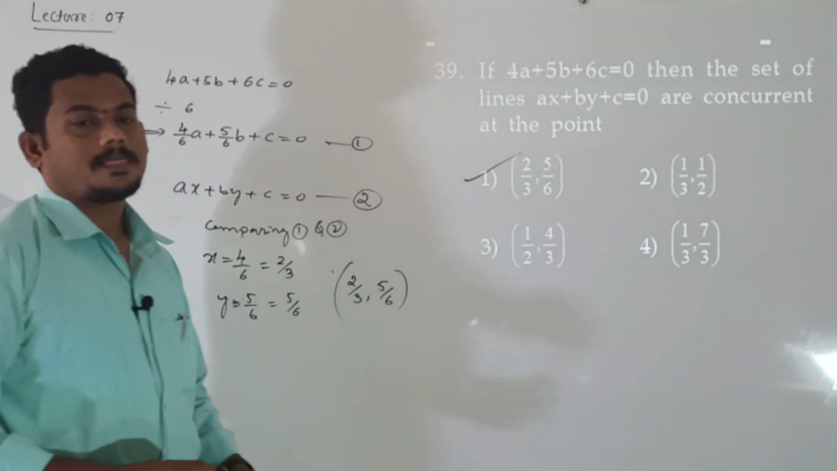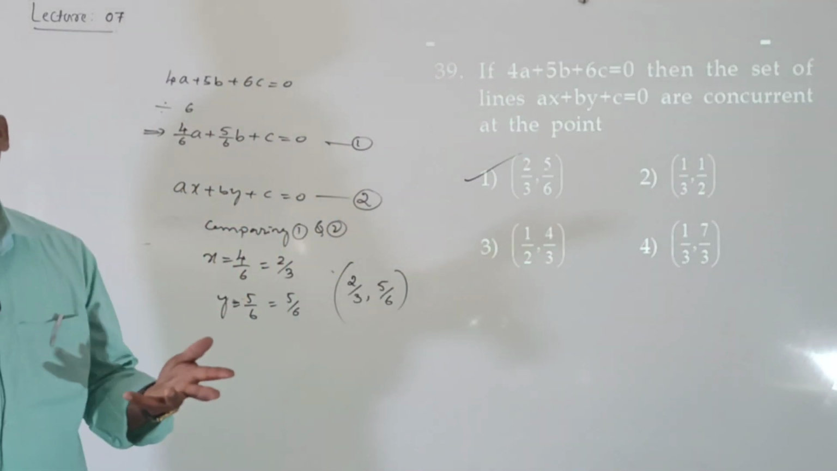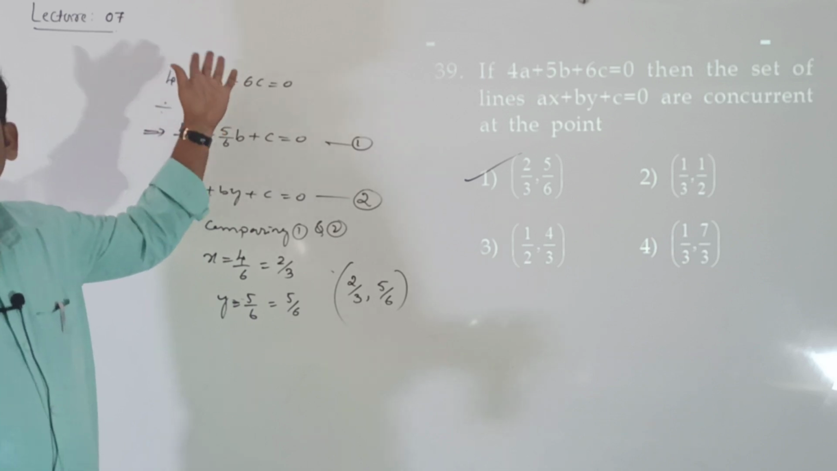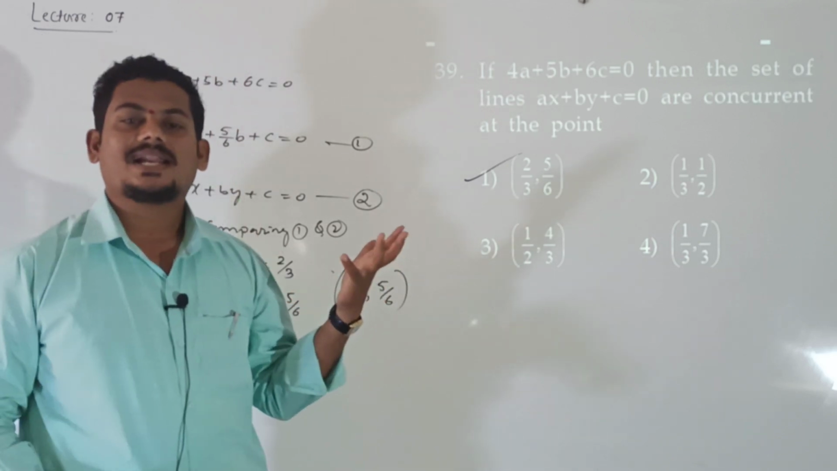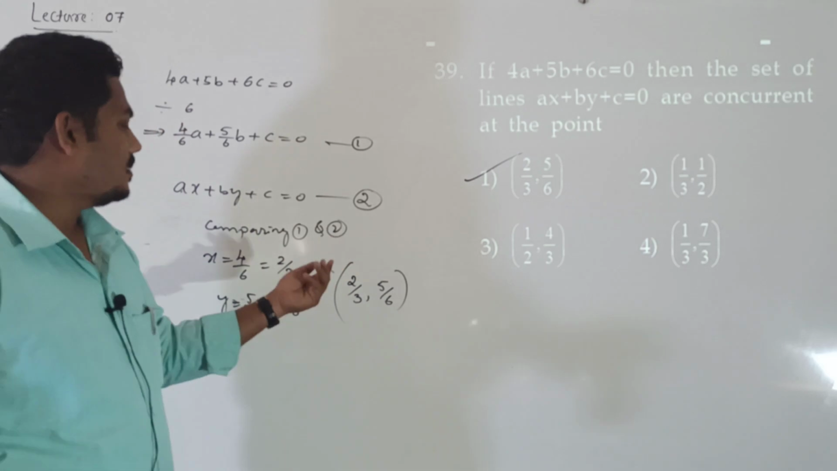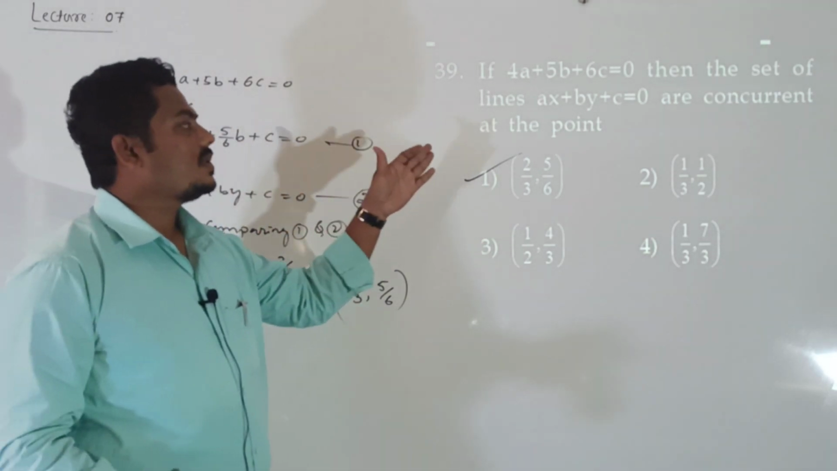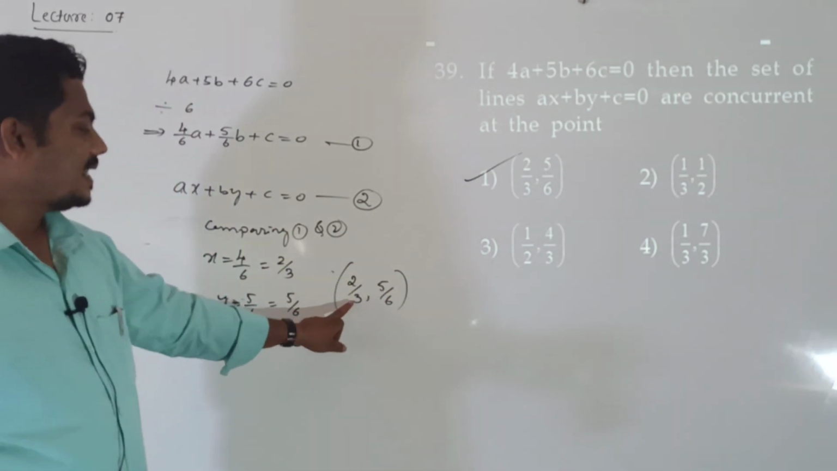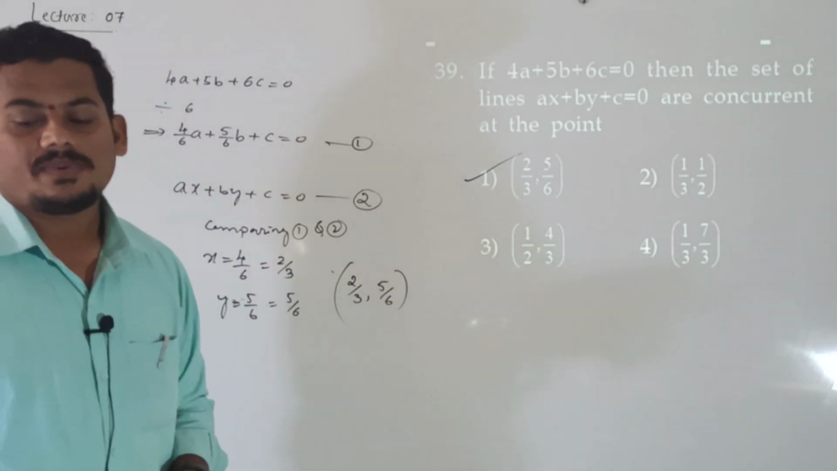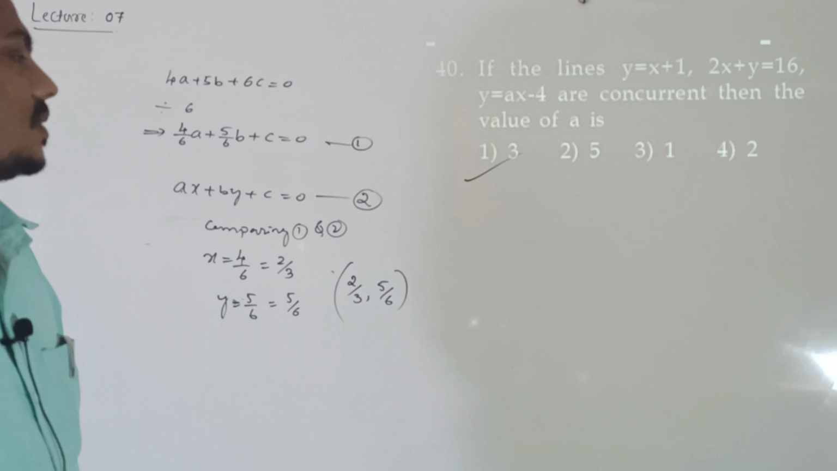Meeting point means x and y values. If this condition holds good, then at what point are the given lines intersecting? At this point the given lines intersect. Comparing with ax plus by plus c, we get (2/3, 5/6). Next question.